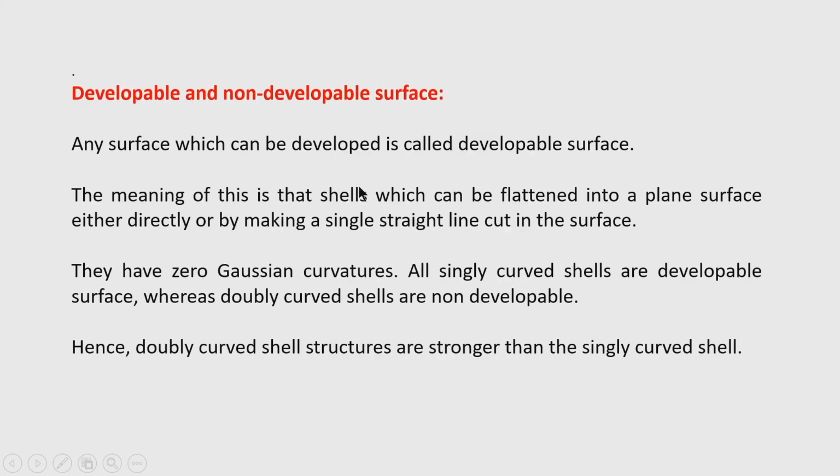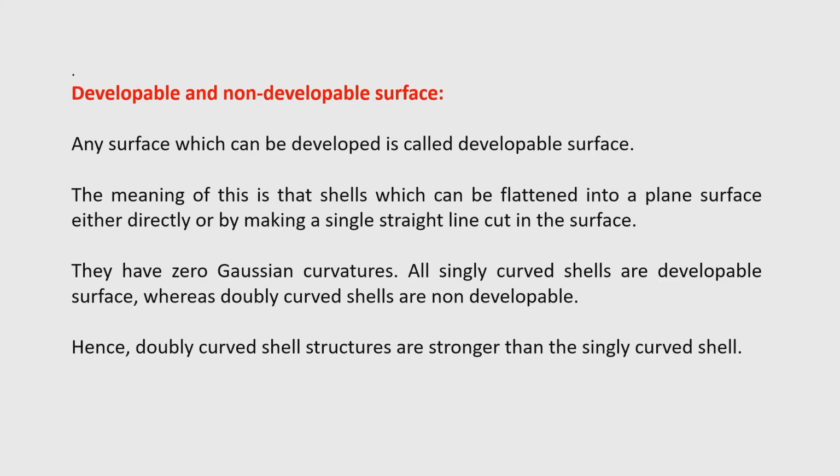Okay. Now, there are other classes which are known as developable and non-developable surface. Now, definition of developable surface is that any surface which can be developed is called developable surface. The meaning of this is that shells which can be flattened into a plane surface either directly or by making a single cut, straight line cut in the surface. For example, you take a cylindrical shell and you make a cut along the length and then you apply pressure, the cylinder will be flattened.